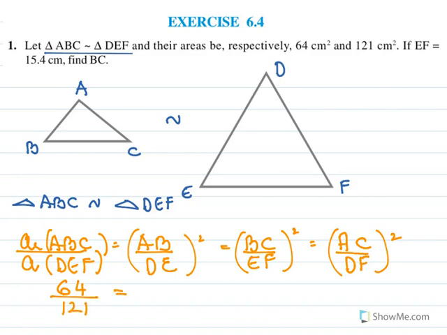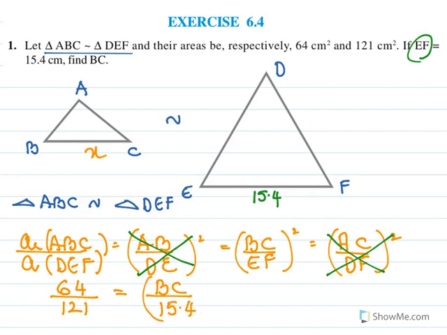Now one more value is given, EF is given as 15.4. So none of the other values are given, so we cancel these out. We don't need them. I just need BC over EF. Now BC I do not know. This BC is X. It's not given, I need to find it out. So BC over EF, with EF given as 15.4, and this is the whole square.